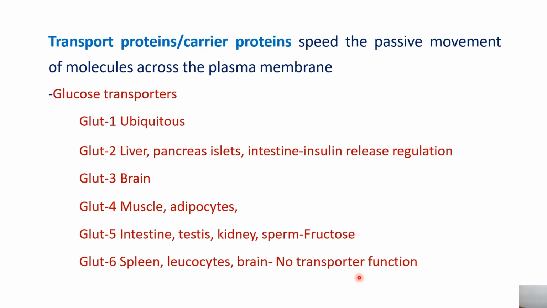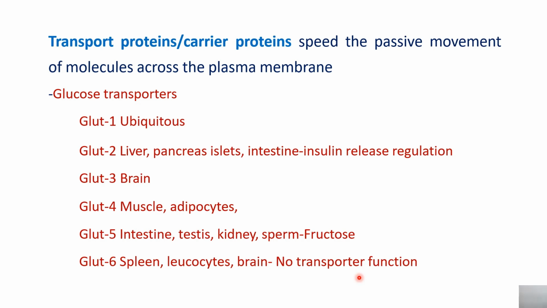Transport proteins or carrier proteins speed the passive movement of molecules across the plasma membranes. There are glucose transporters. GLUT1 is ubiquitous, present almost everywhere. GLUT2 is prominent in liver, pancreas, islets of Langerhans, intestine, insulin release regulation, and all of that.